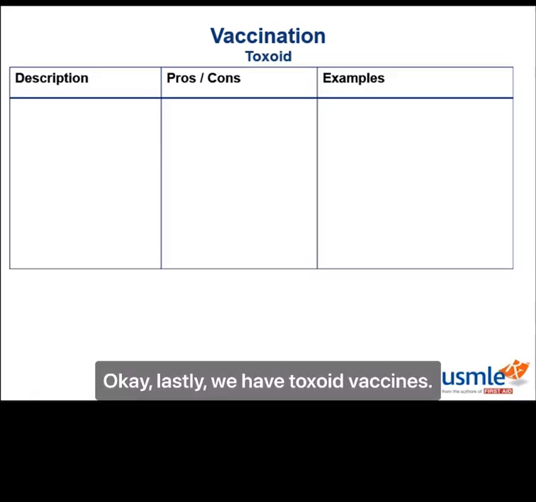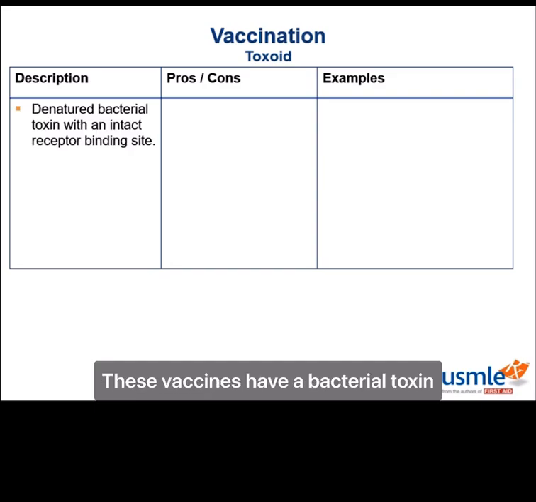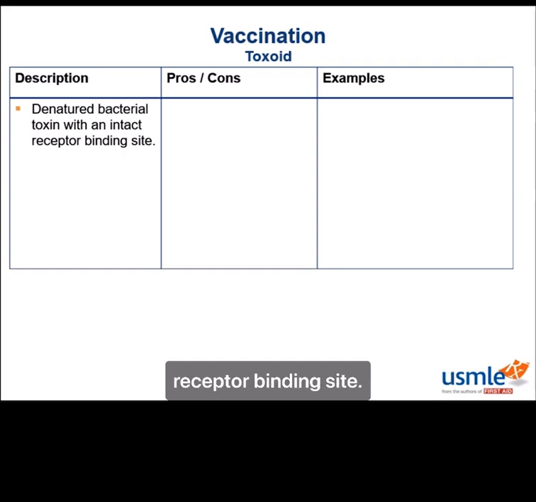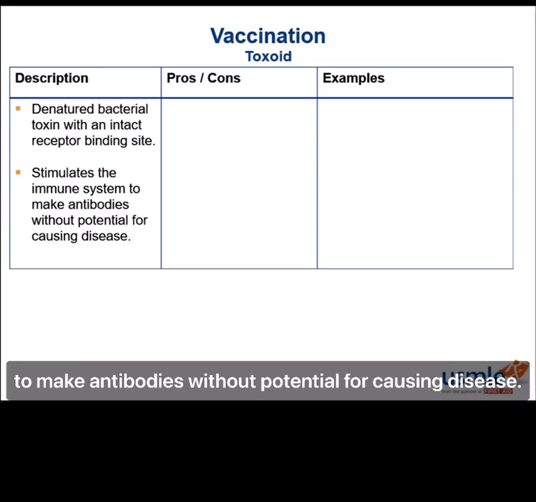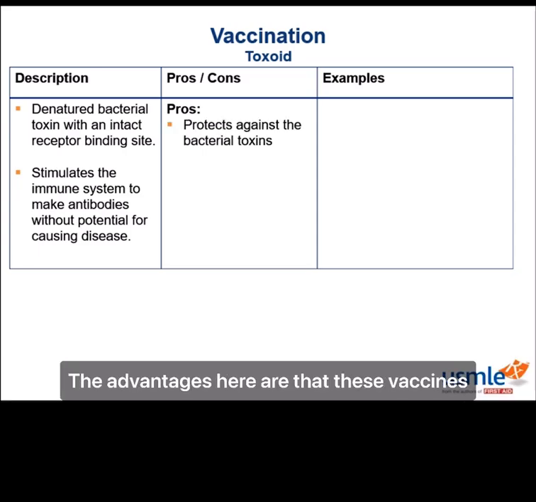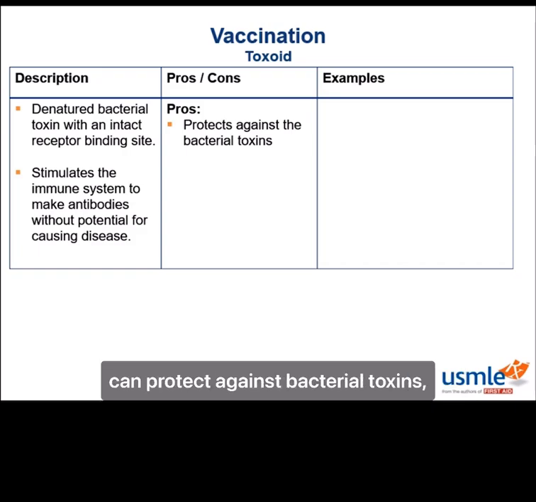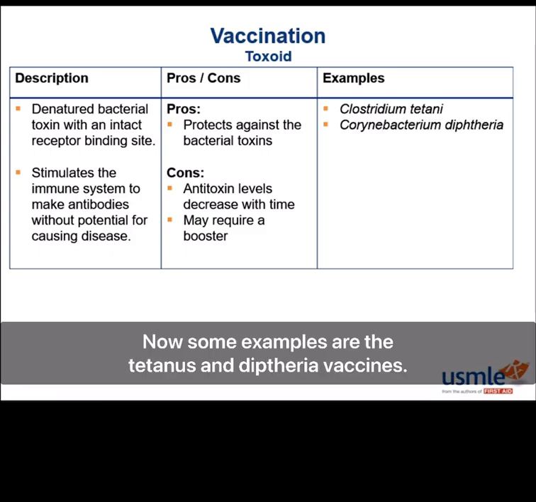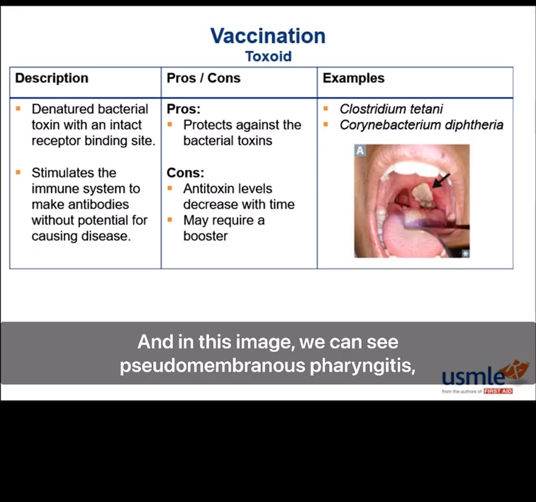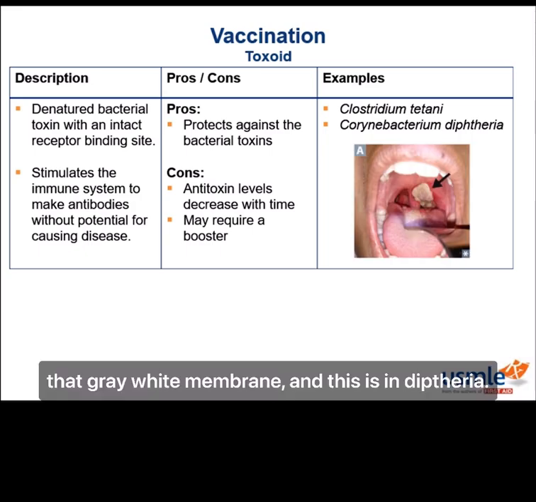Okay, lastly, we have toxoid vaccines. These vaccines have a bacterial toxin that is denatured, but it still has an intact receptor binding site. So it can still stimulate the immune system to make antibodies without potential for causing disease. The advantages here are that these vaccines can protect against bacterial toxins, but the disadvantages are that the antitoxin levels may decrease with time, and so then this is going to require a booster. Now, some examples are the tetanus and diphtheria vaccines, and in this image we can see pseudomembranous pharyngitis, that gray-white membrane, and this is in diphtheria.